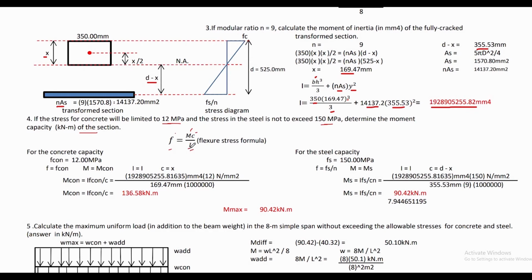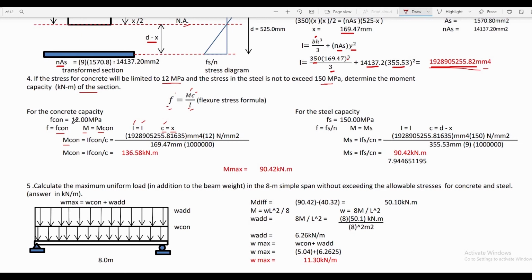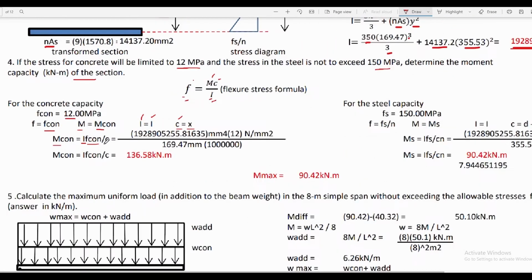And the moment of inertia is the moment of inertia we have just computed before, and that is just equal to this value. So if we replace the value of f with f of concrete and M with M of concrete, I is the moment of inertia we have computed there, and c is just equal to x, since the most compressive fiber of the beam is located at x distance from the neutral axis. So that is the value of c in our equation. We will now compute the value of bending moment capacity of concrete given the allowable stress of 12 megapascal. We can have this equation: I, the moment of inertia, multiplied by stress in concrete divided by c.